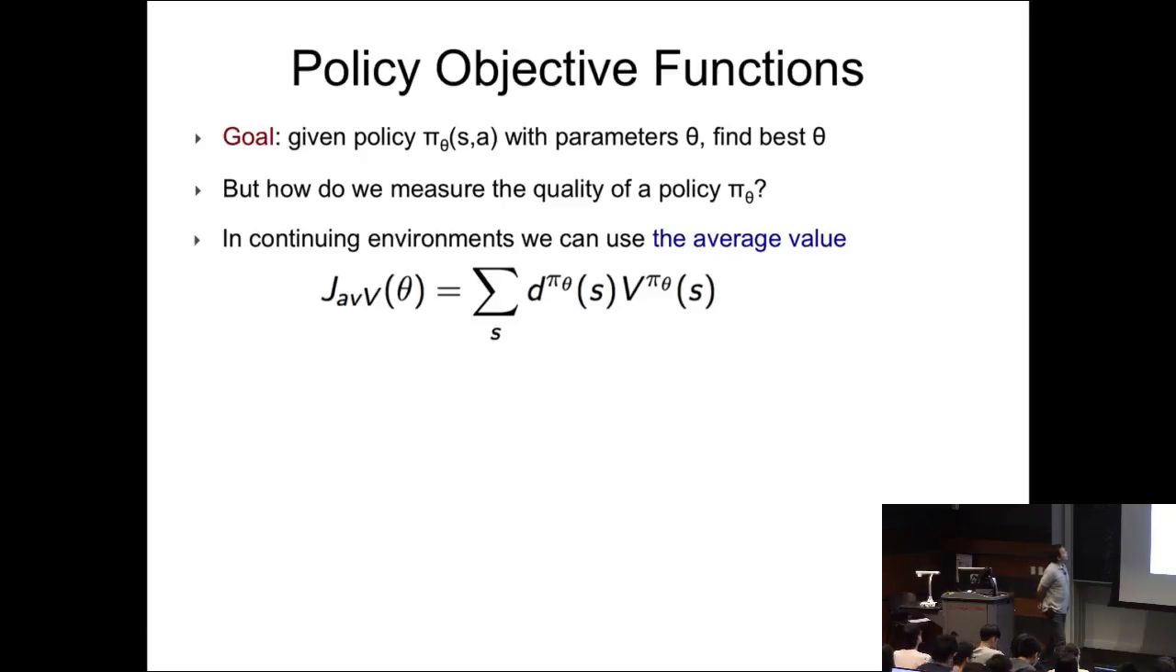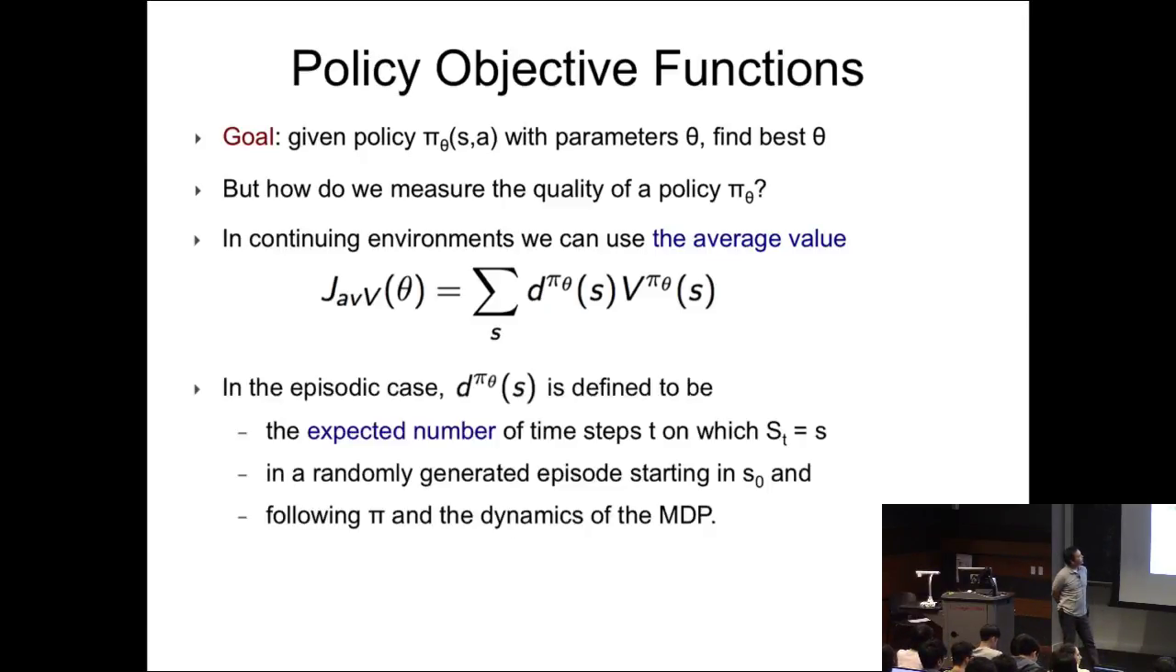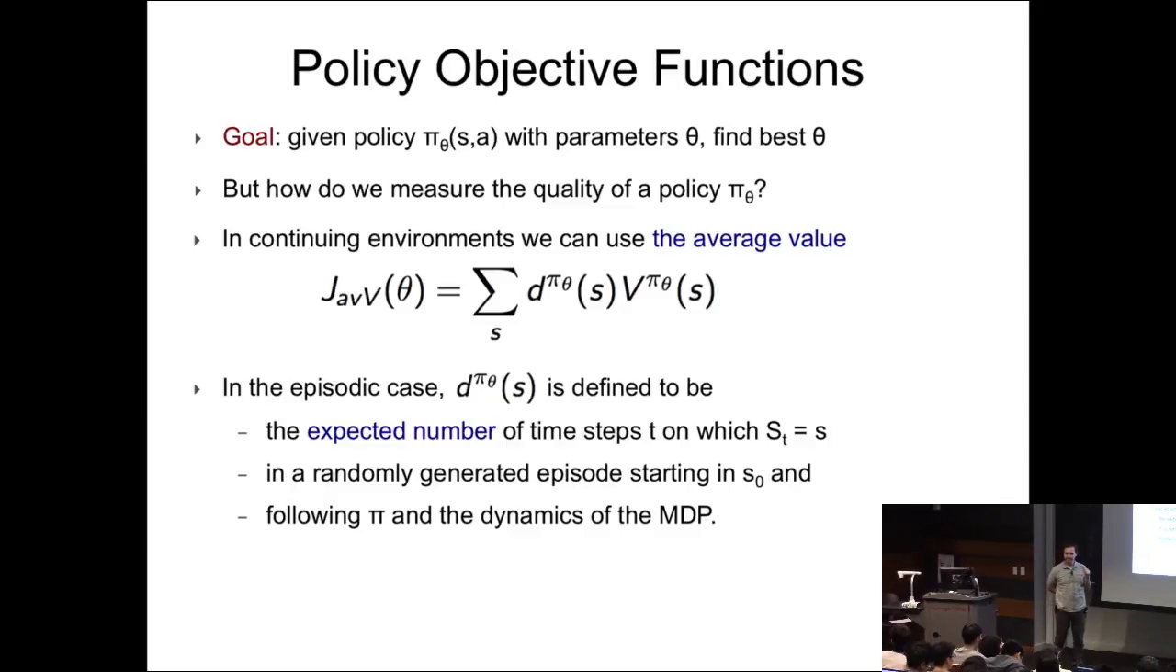So here again, we can use the average. In the episodic case, this d function is defined to be the expected number of time steps t for which the state equals that particular state. We'll look at the approximation. So think about tabular environments, so discrete environments. You run your episode, and you count how many times you visited a particular state.